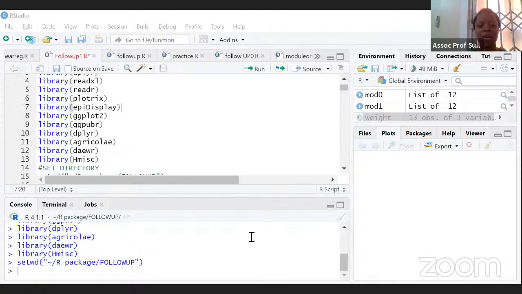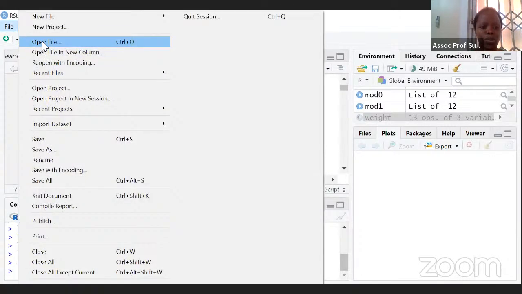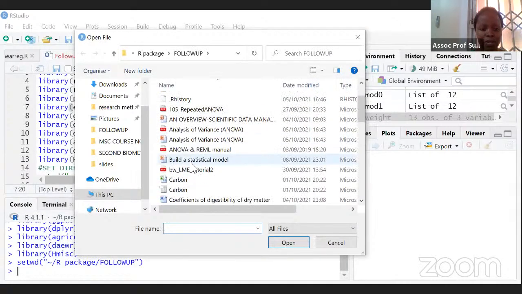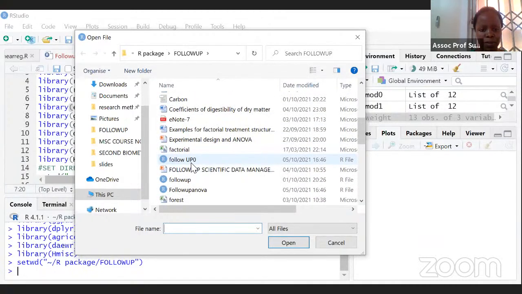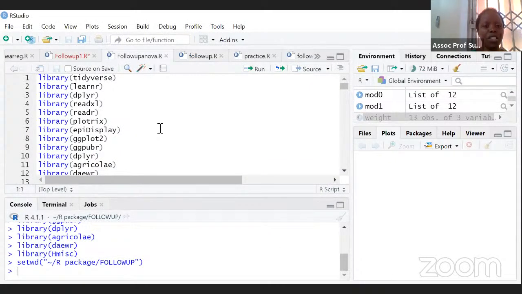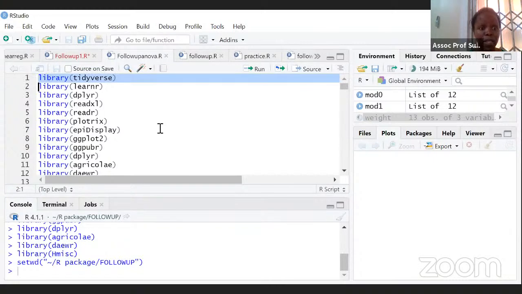Oh, somebody says our script is named follow-up Anova, probably. Let me, sorry about that. Let me open follow-up Anova, and thank you for correcting me. Okay, follow-up Anova. Thank you so much. Now I'm in follow-up Anova. I must have updated it, and that's why I changed the name. Okay, but it's not so different.